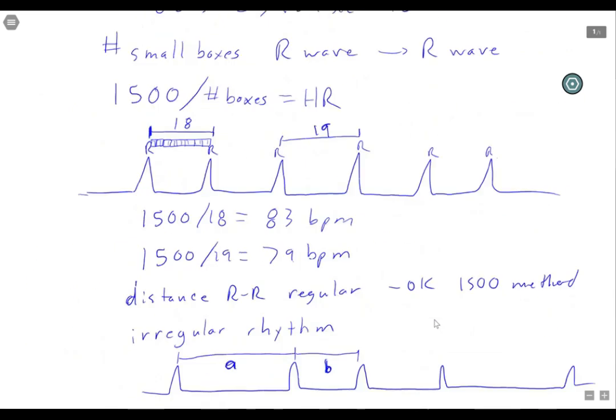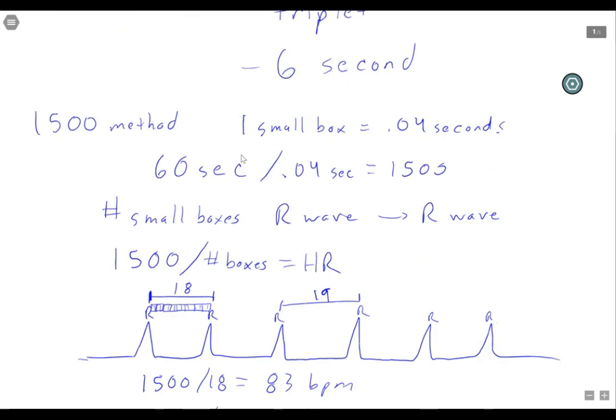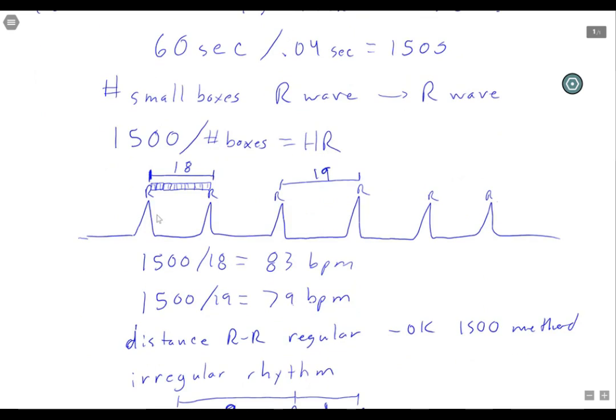So just a quick recap here. We have 3 methods for calculating heart rate from the ECG. Now the ECG will already calculate this for you, but there are times in which you want to double check because artifact on the ECG can mess with the heart rate calculation. So we have the 1500 method, where you're taking the number of small boxes between any 2 R waves, dividing into 1500, and that will give you the heart rate. But it does not work if the rhythm is irregular. So if the R to R intervals vary a lot, that doesn't really work.